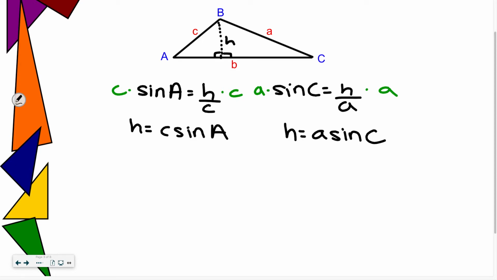Two things equal to H. Then what must be true? Delaney? They're equal to each other. That's which property? Do you remember? Transitive property. If C sine A is equal to H and H is equal to A sine C, then C sine A is equal to A sine C. So now I can say C sine A equals A sine C.